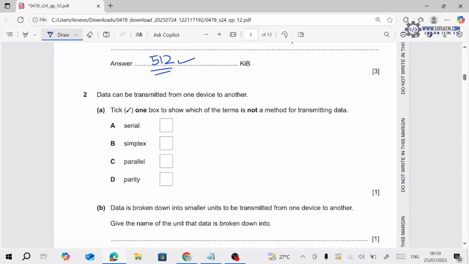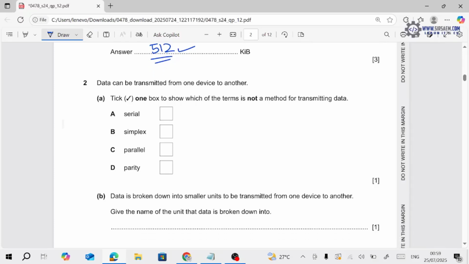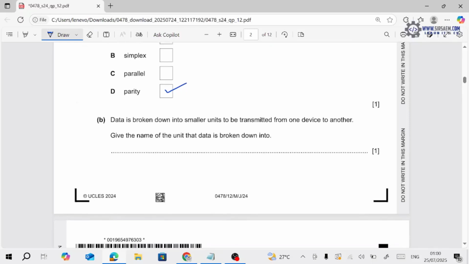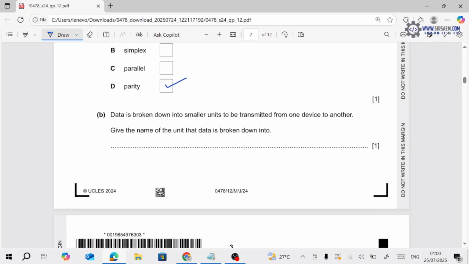Data can be transmitted from one device to another device. Take one box to show which of the terms is not a method of transmitting data. So out of this, parity is not. The rest of them are. Data is broken down into smaller units to be transmitted from one device to another. Give the name of the unit that data is broken down into. So it's known as a data packet.